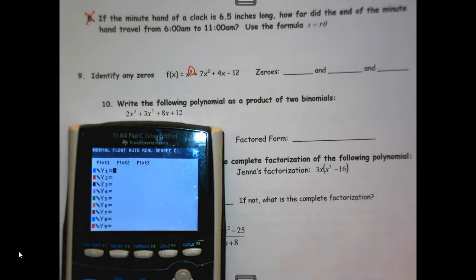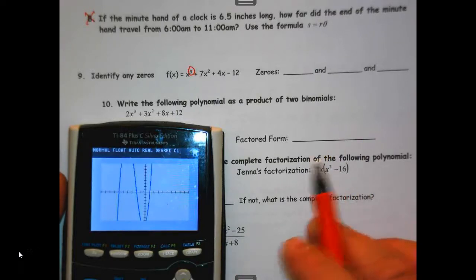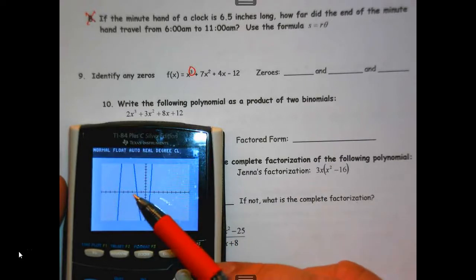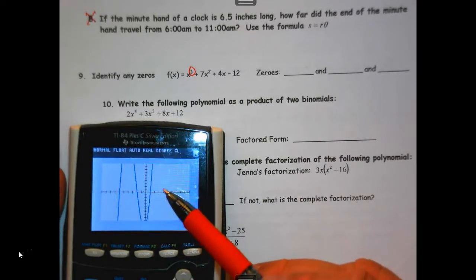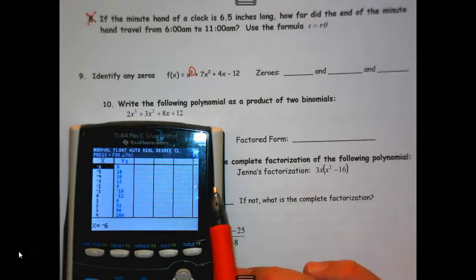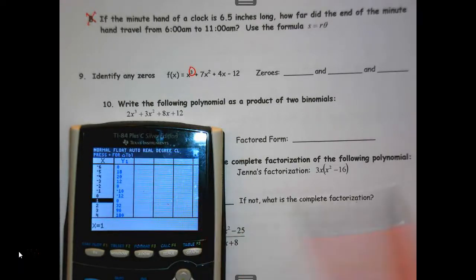So I have x cubed plus 7x squared plus 4x minus 12. Graph it. My zeros look to be -6, -2, and 1. Let's double check. Let's go to our chart. And look at that. -6, -2, and 1.